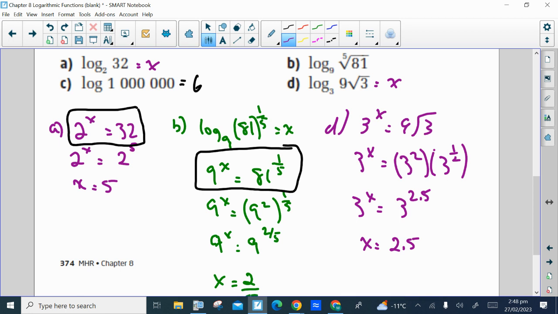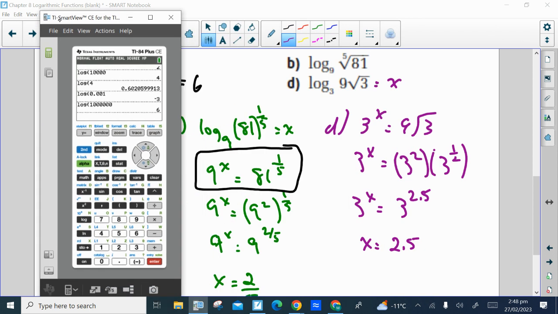Now here's another way you could check this. We found our answer to be 2.5. Again, log base 3 of 9 root 3 is asking 3 to what power equals 9 root 3. If you take your calculator and you go 3 to the power 2.5, you're going to get a decimal. Well, that should equal 9 root 3. We said our answer x is 2.5. That is the power that 3 is raised to equal 9 root 3. So if I go 9 root 3 in my calculator, I should get the same decimal, and I do.